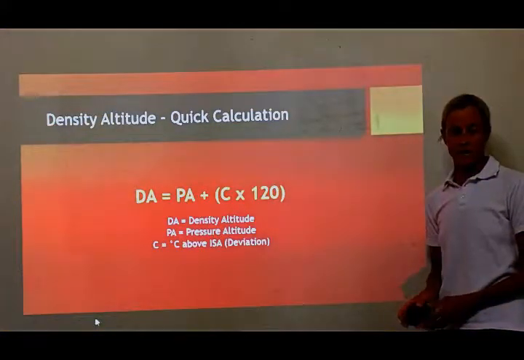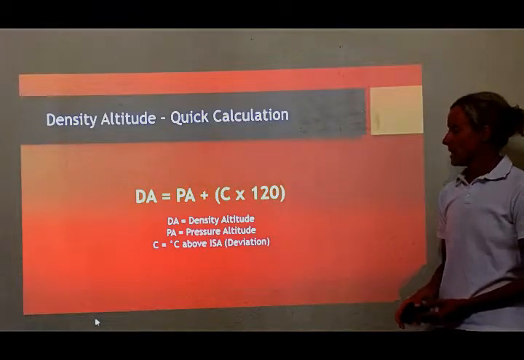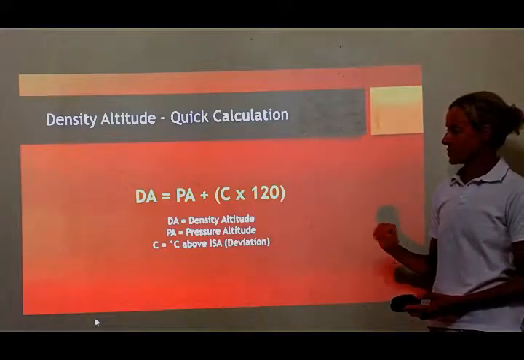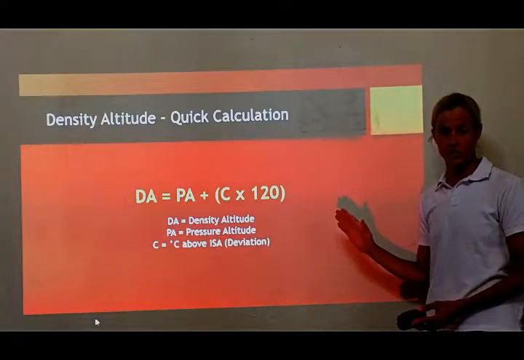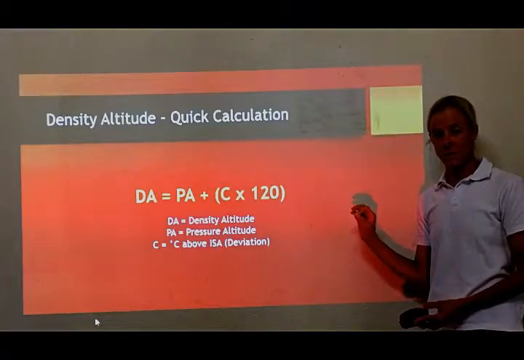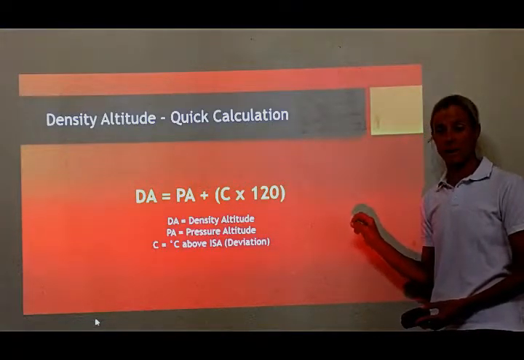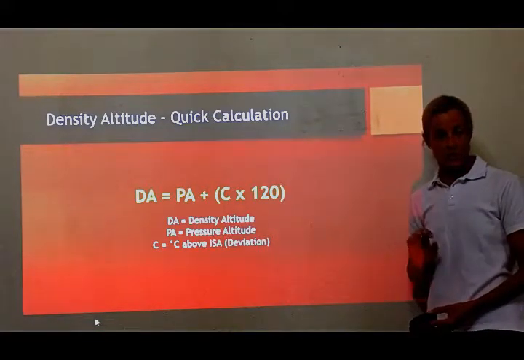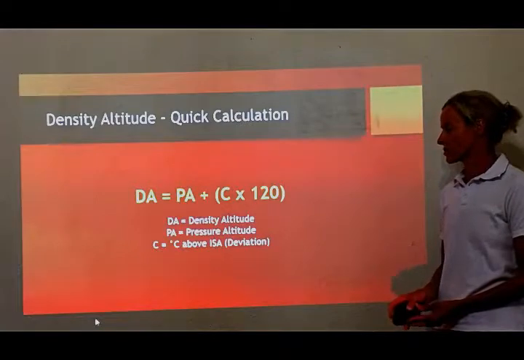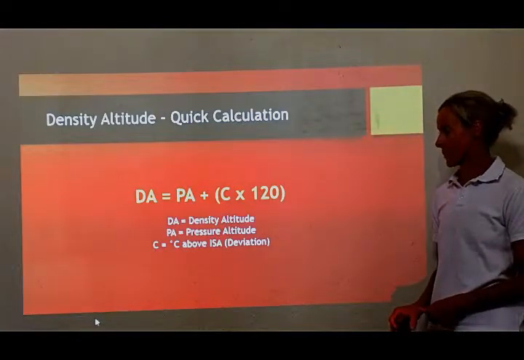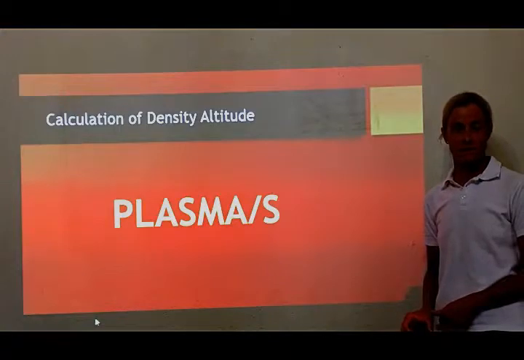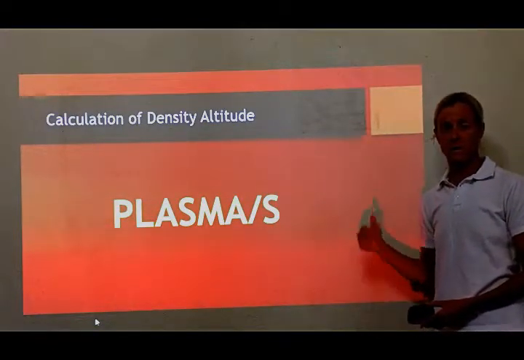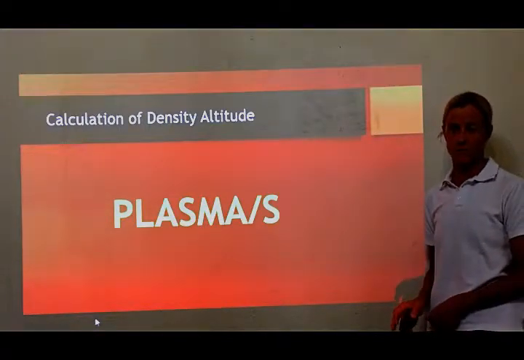So, how do we calculate what the density altitude will be? This is the quickest way to calculate this. Our density altitude will be equivalent to the pressure altitude added to the temperature deviation multiplied by 120. I am assuming that a lot of you have forgotten how to calculate all of this, so I will take you through a process so we can get the figures in order to calculate this. If you remember the word plasmas, it will help you go through the process of this calculation.